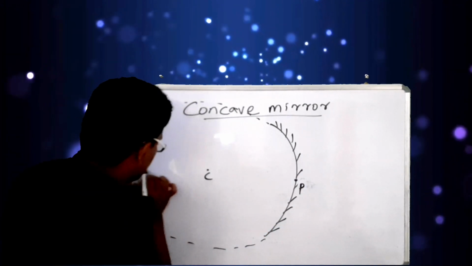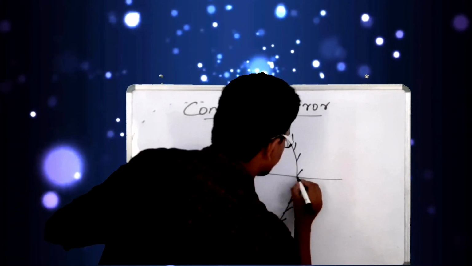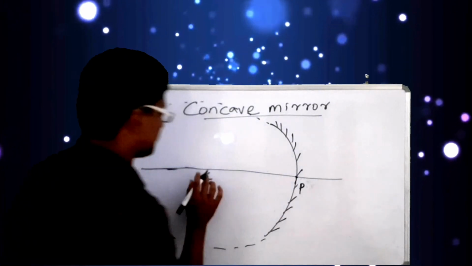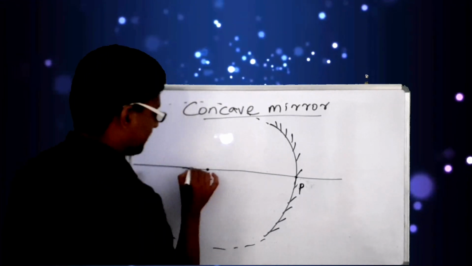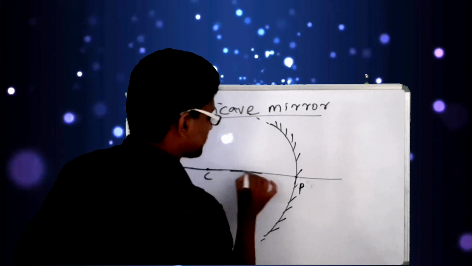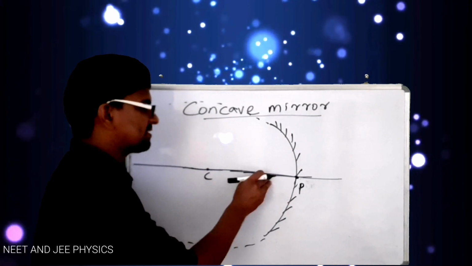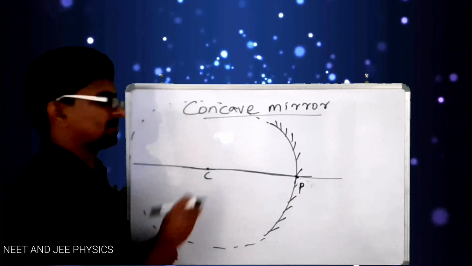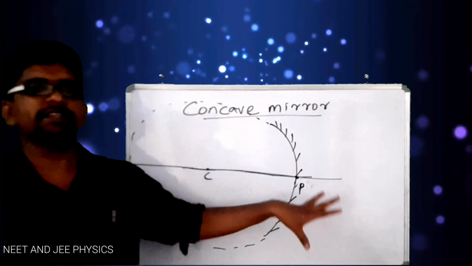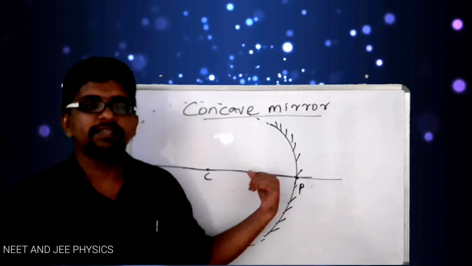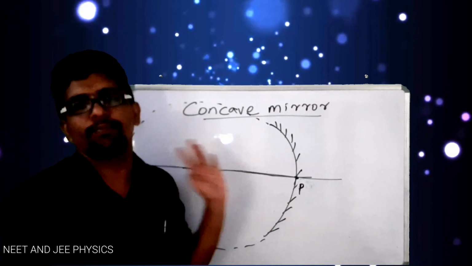Then here I am drawing a straight line passing through these two centers, the pole and the center of curvature. This is an imaginary straight line, and it is called the principal axis. In this case, every image and object distance is related to this principal axis. We can measure the height of the object and the height of the image from this principal axis.